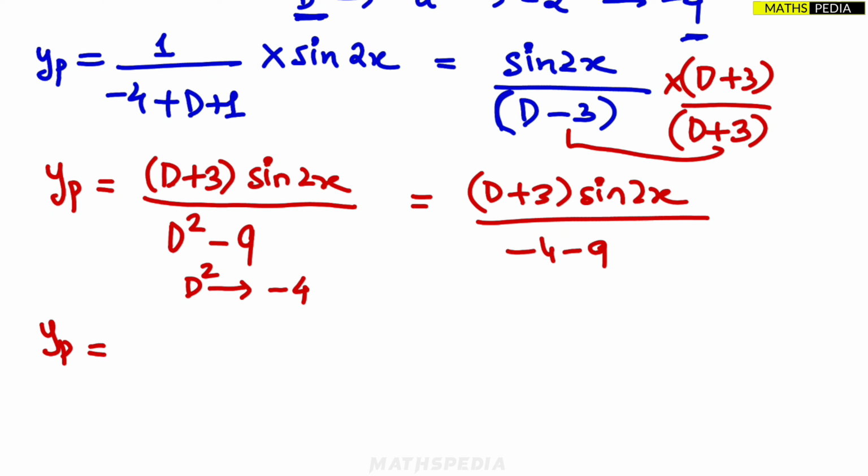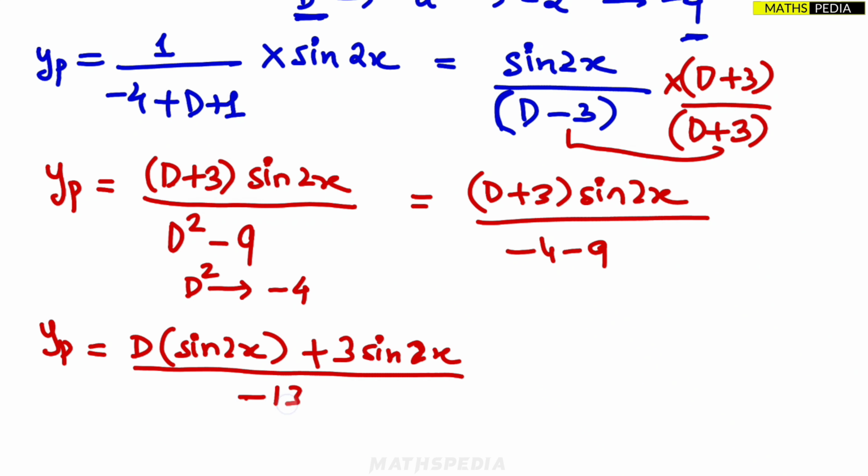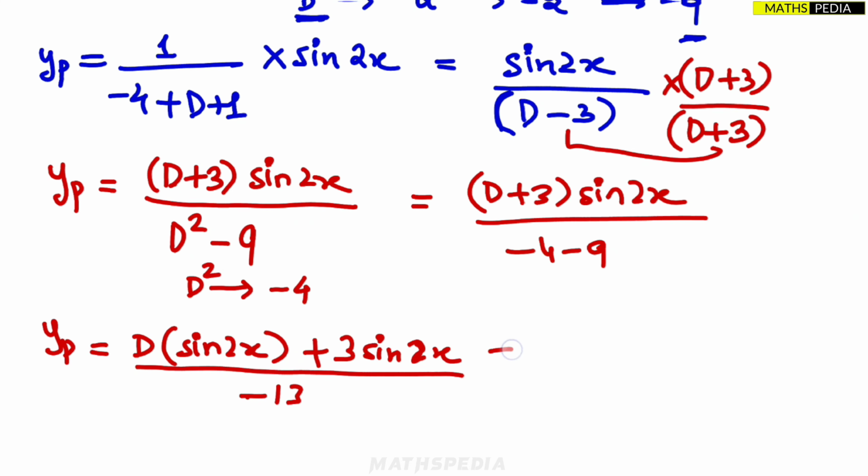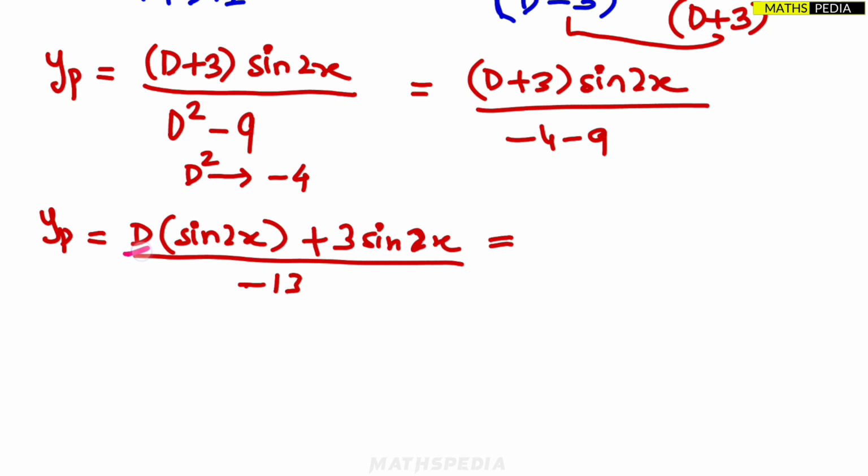So yp value will become, now this D part, what are we going to do? In the numerator we got a D part, right? So again we are not going to divide and multiply. What we are going to do is open the bracket. So what will happen? D into sine 2x plus 3 sine 2x, whole divided by minus 13. Now what is the meaning of this D? D basically means d by dx, differentiation of the function with respect to x. That is the meaning of D.